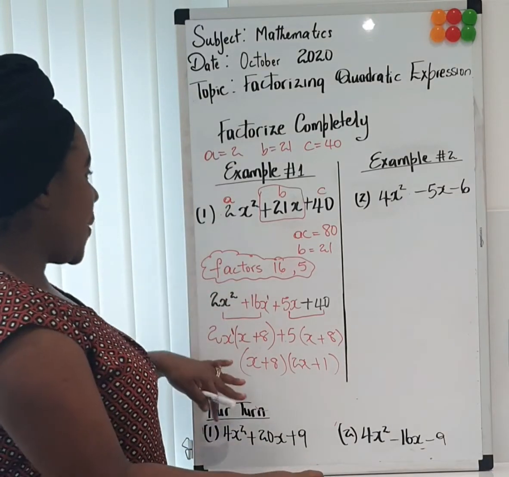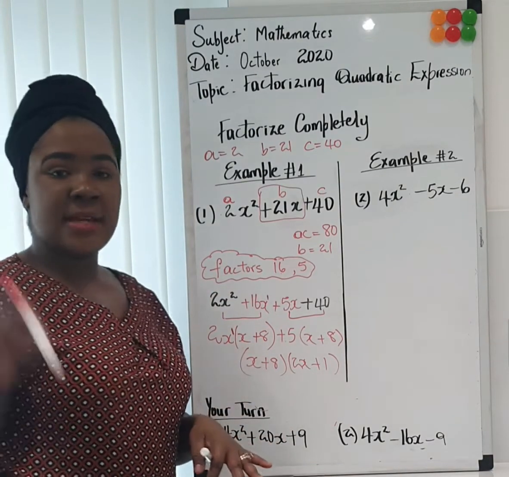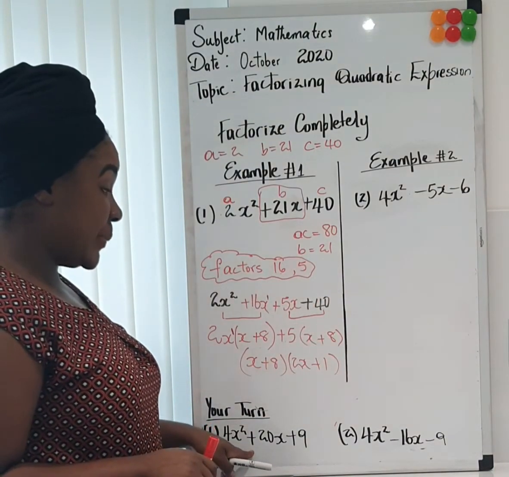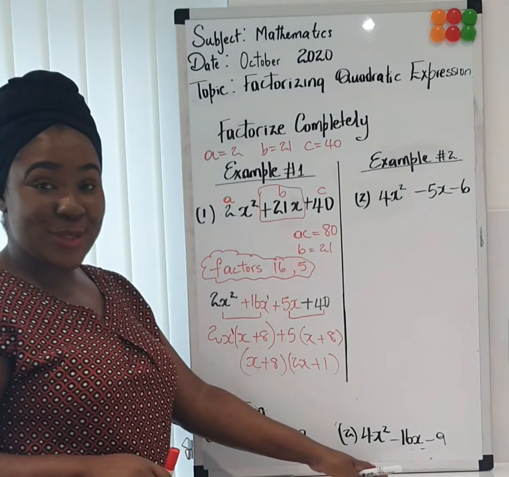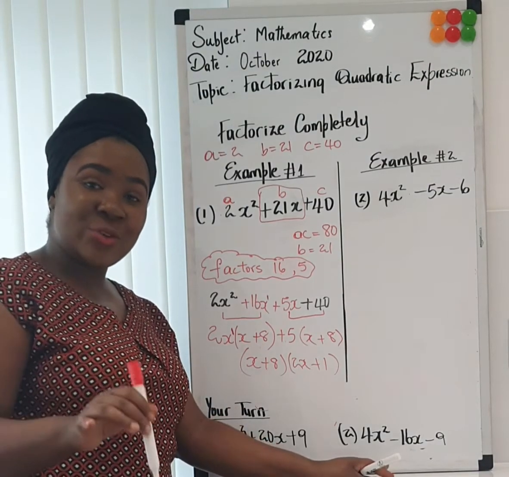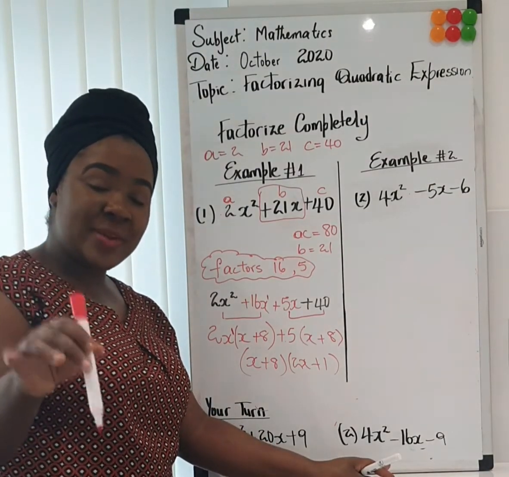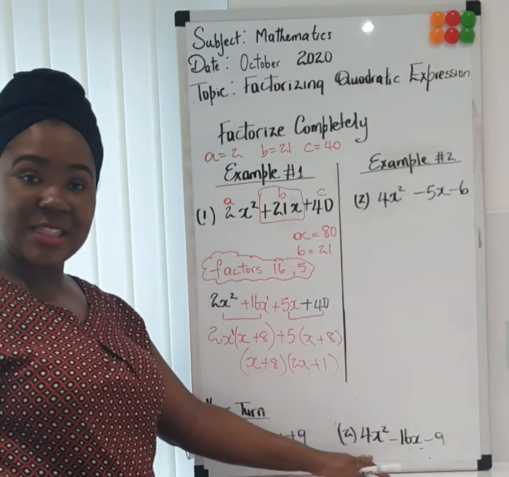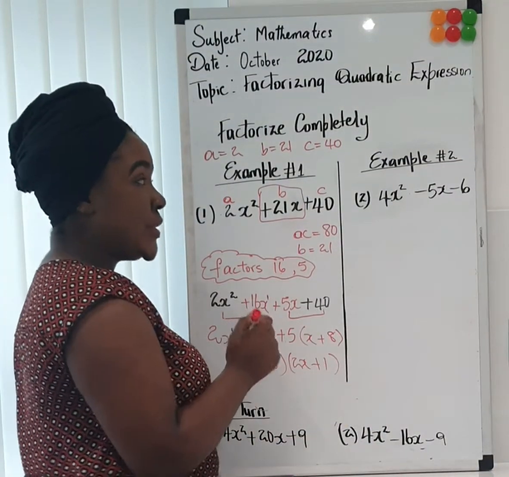Alright, so that's number 1. And I'm going to move on to number 2. Remember that you have a similar number 1 to complete and a similar number 2 to complete, and the answers will be in the description. The link will be there in the description for you to click on and do the answers to these two. Alright, so let's go with number 2.